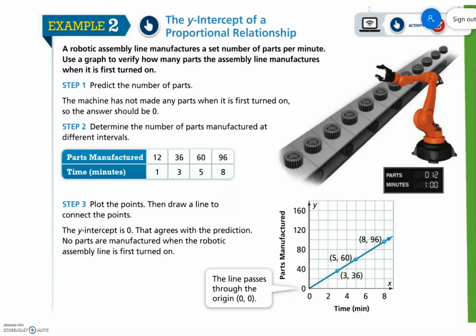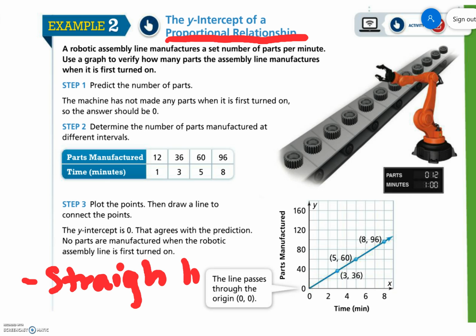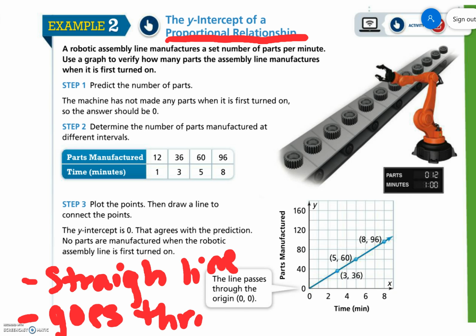Then we plot the points and draw a line to connect the points. The y-intercept is 0. Remember, a proportional relationship has two things. It's a straight line, so it has a constant of proportionality, but it also goes through the origin, 0, 0. So the bowling examples were not proportional because they did not start at 0, 0.